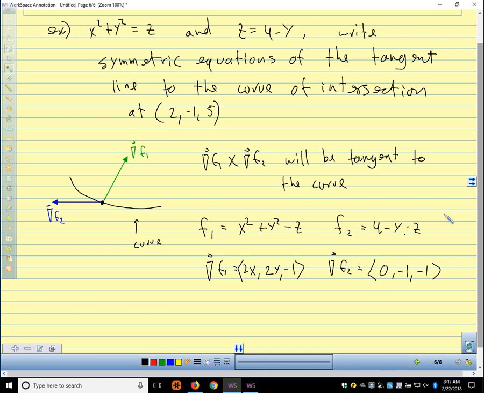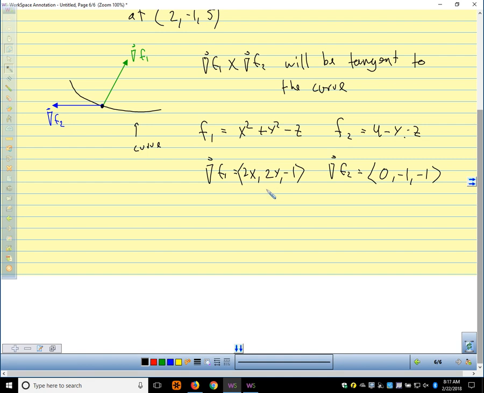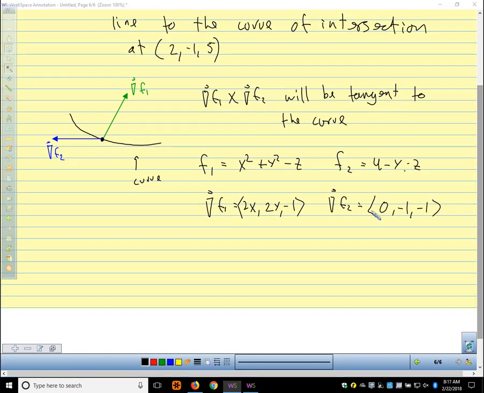Cross those two. And I'm going to substitute my point in here. So I'm just doing a cross product with a vector, not a variable vector. Does it matter which order you cross them? No, because one will give us a vector pointing this way, the other will give us a vector pointing the other way. So it still gives us an equation of the line.